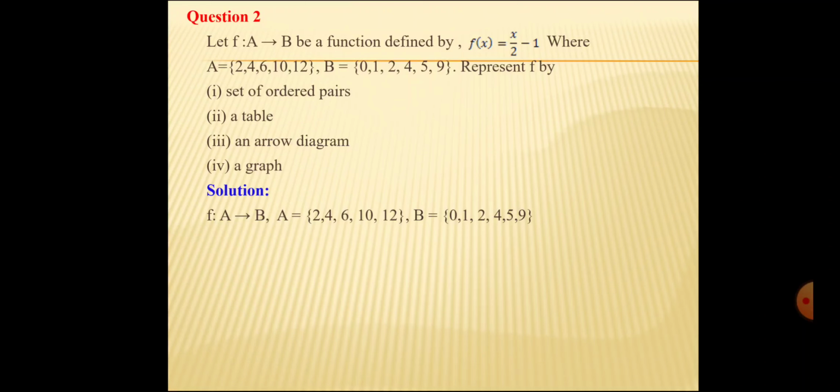Here first you note, given the question f from A to B, you write the sets. A is equal to 2, 4, 6, 10, 12. B is equal to 0, 1, 2, 4, 5, 9. Here in the question, f of x equal to x by 2 minus 1. In x means the function starts from here, see, f from A to B. So A is the x elements.